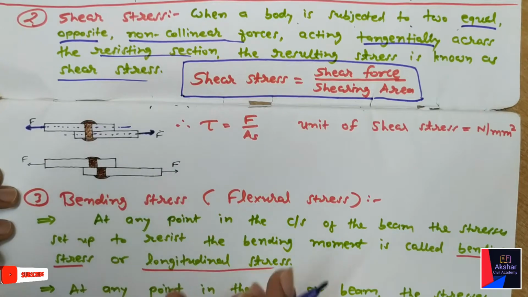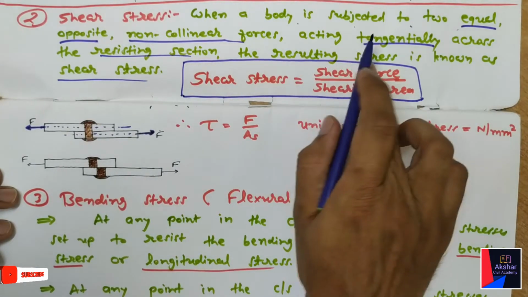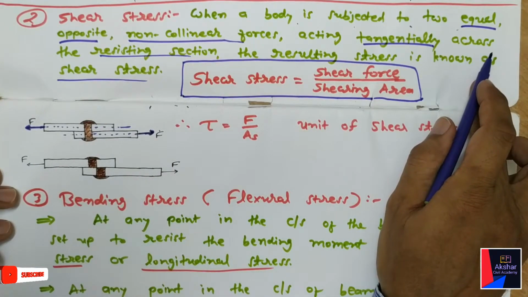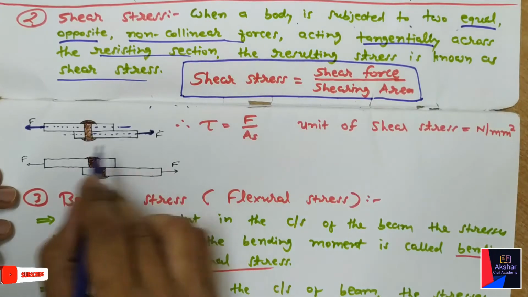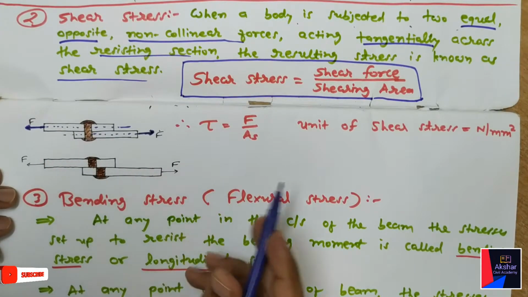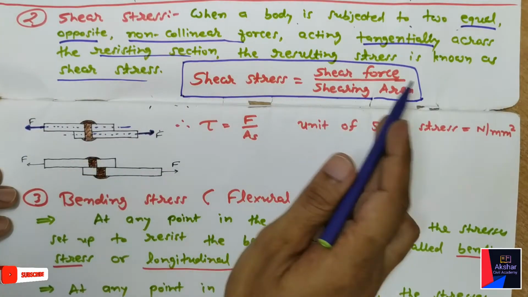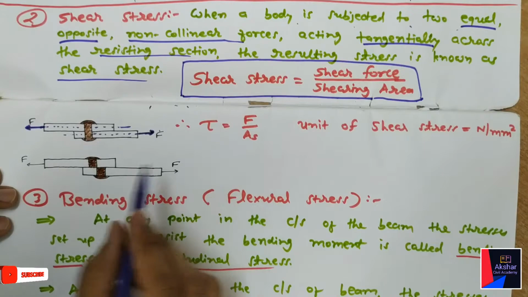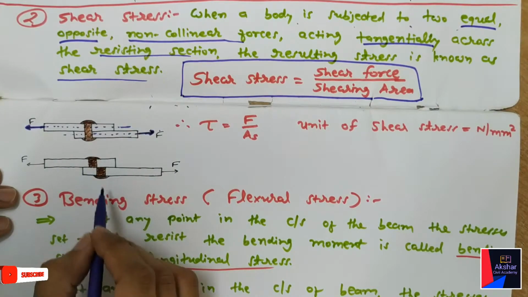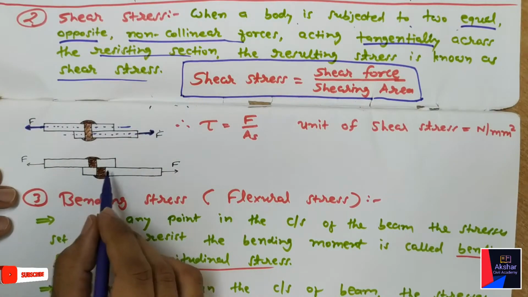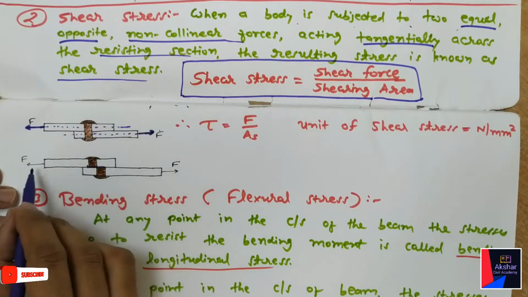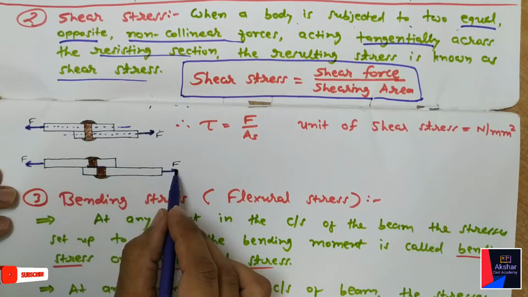So both are non-collinear and acting tangentially across the resisting section. Okay, so both are acting tangentially. Resisting section is this rivet. So the resulting stress is known as shearing stress, and this is the result of that shear stress. By this example we can understand very well.